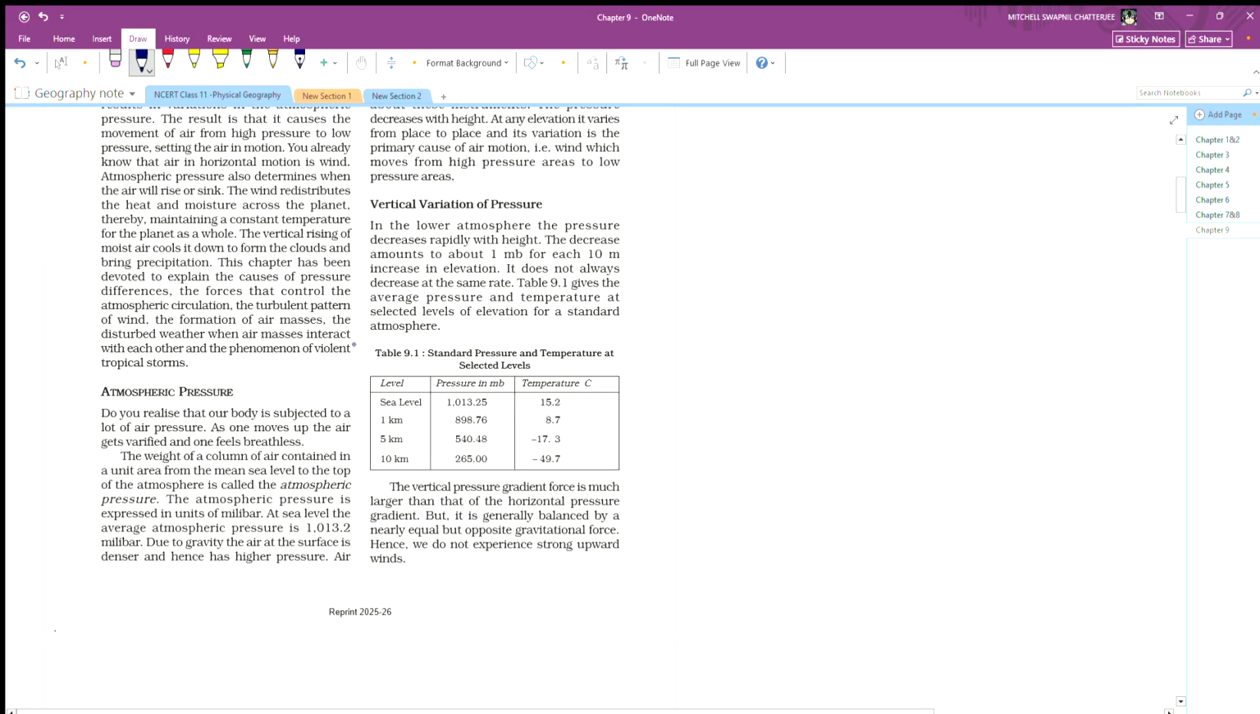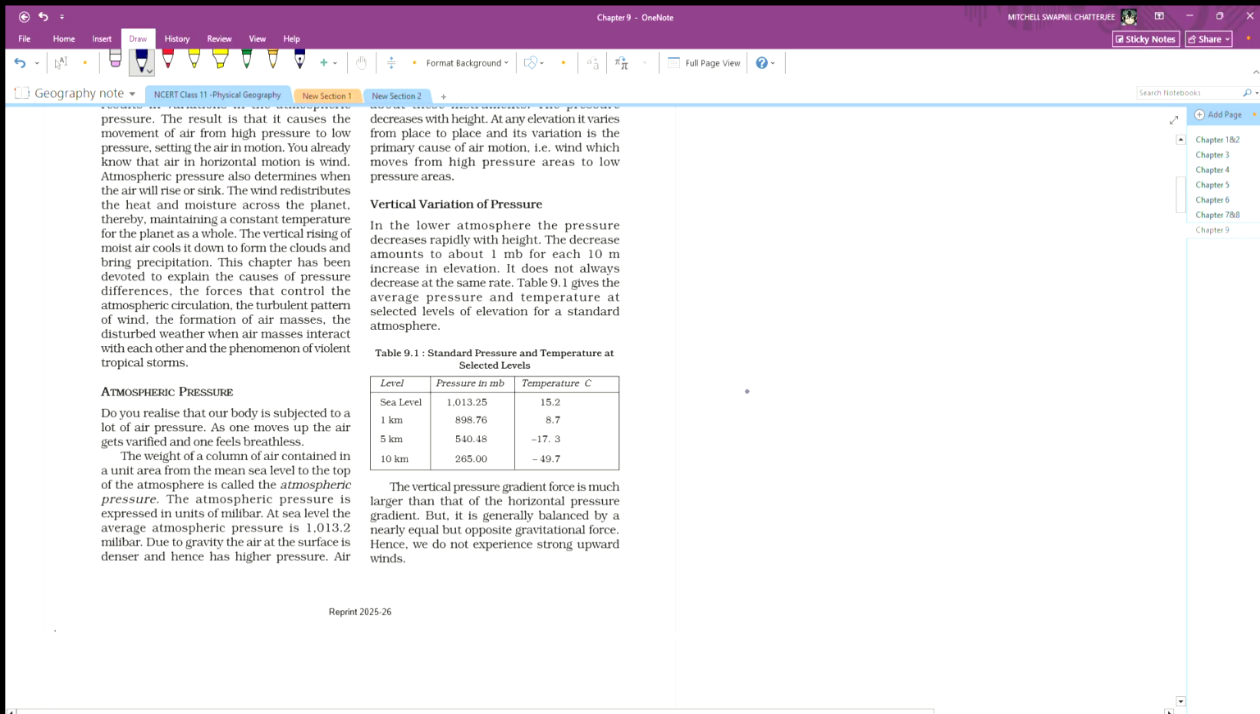So let's get started. The first one is atmospheric pressure. Do you realize that our body is subjected to a lot of air pressure? As one moves up, the air gets rarefied and one feels breathless. The weight of a column of air contained in a unit area from the mean sea level to the top of the atmosphere is called atmospheric pressure.